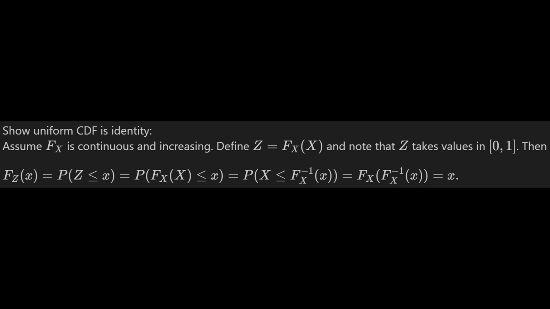We start off with the CDF of Z, which by definition is the probability that big Z is less than or equal to our dummy variable little x. Next, big Z is equal to the CDF of X. We apply the non-decreasing F inverse to both sides. We see that the CDF of X is the probability of big X less than or equal to some random variable. A function composed with its inverse is the identity, so we are left with our dummy variable little x.